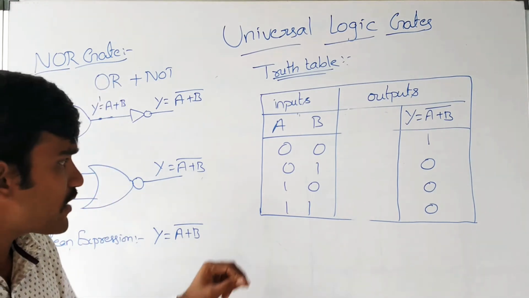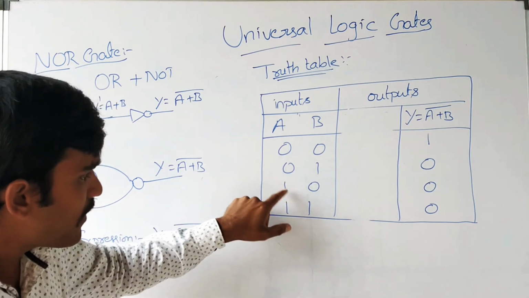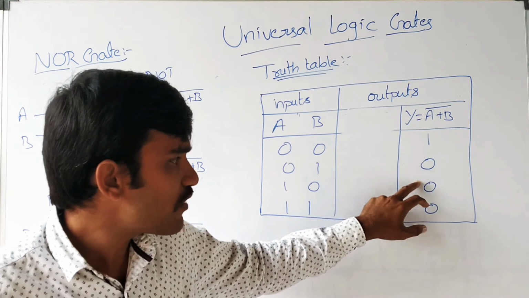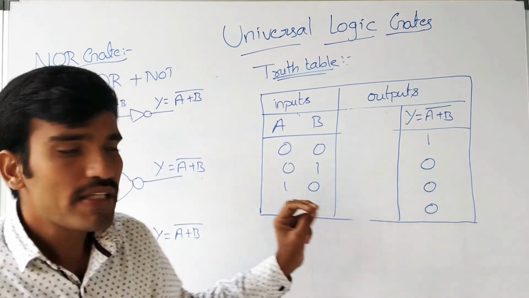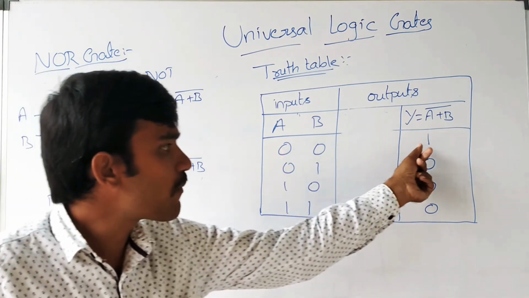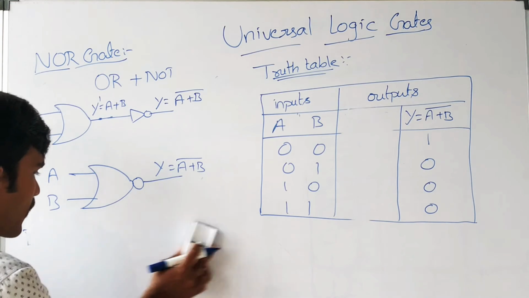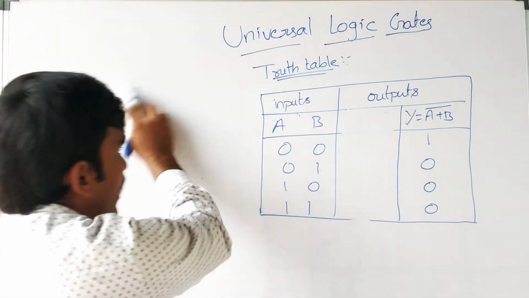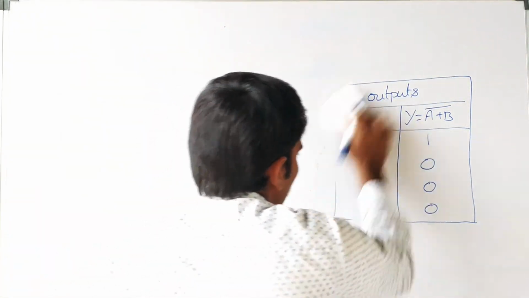In the other definition, if any one of the inputs is high, what is the output? The output is low. If all the inputs are low, the output is high. This is another definition. Now, based upon these NAND and NOR gates, the universal gates, we will look at some previous year's questions.